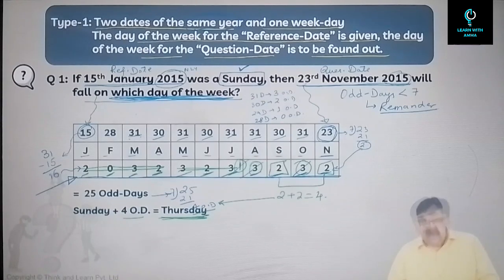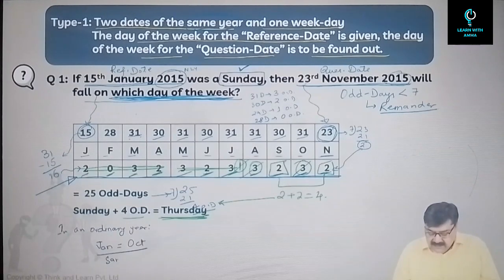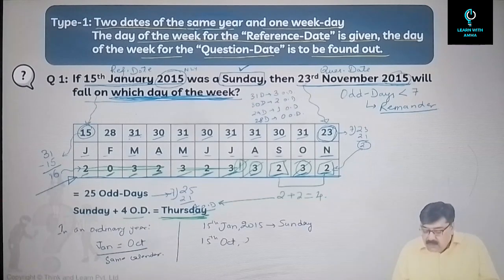Now here you would have been in a position to answer the question much faster had you known that in an ordinary year, the month of January and the month of October have the same calendar. So my point here is that if 15th January of 2015 was a Sunday, then 15th October of 2015 was also a Sunday. See, you saved so much time by not calculating from January to October. You directly jumped on to October.